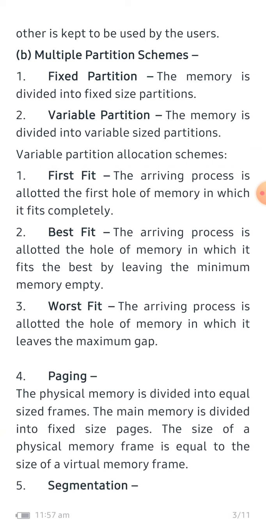Next is best fit. The arriving process is allotted the hole of memory in which it fits best by leaving the minimum memory empty. Next is worst fit. The arriving process is allotted the hole of memory in which it leaves the maximum gap. It is worst fit.